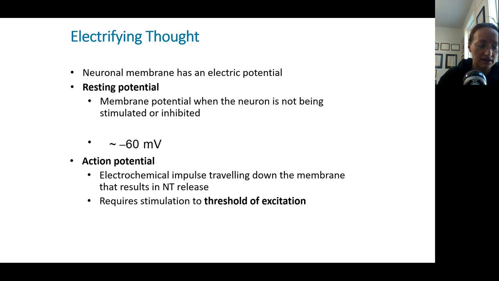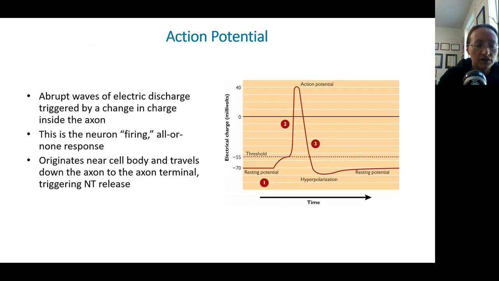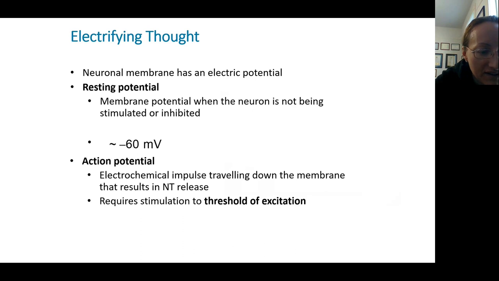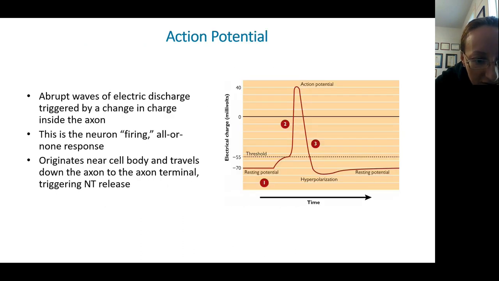For a neuron to fire, there has to be a change in potential such that it is stimulated to fire. It's an all or nothing response. So you can see on this graph here, it's kind of hard to see, I have to get this microphone out of my way. So the resting potential is, where they have it, say minus 60, we're putting it on the graph there. So they have minus 70 there.